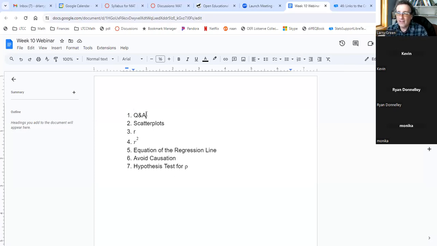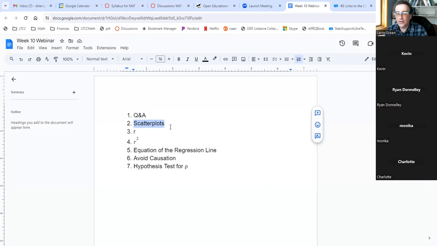So as always, I'll start out with Q&A. And then we'll talk about what a scatter plot is. So scatter plots are really important. They come up and we'll get into what is a scatter plot. So it's a way of graphing a bunch of points.